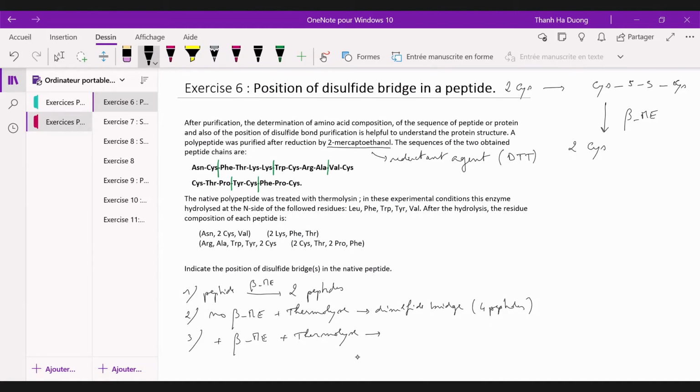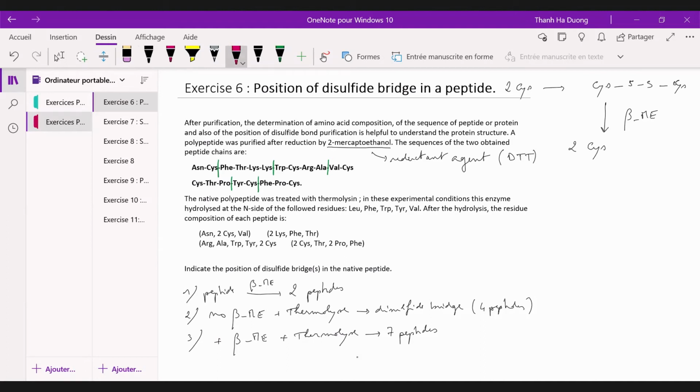7. 7, right, because this is what I write in the green line, okay? You remove all the disulfide bridges and after I cut with the green line. So we'll have 1, 2, 3, 4, 5, 6, and 7 peptides. But in the absence of mercaptoethanol, I have only 4 peptides. It means that some of these 7 peptides are linked together by a disulfide bridge.